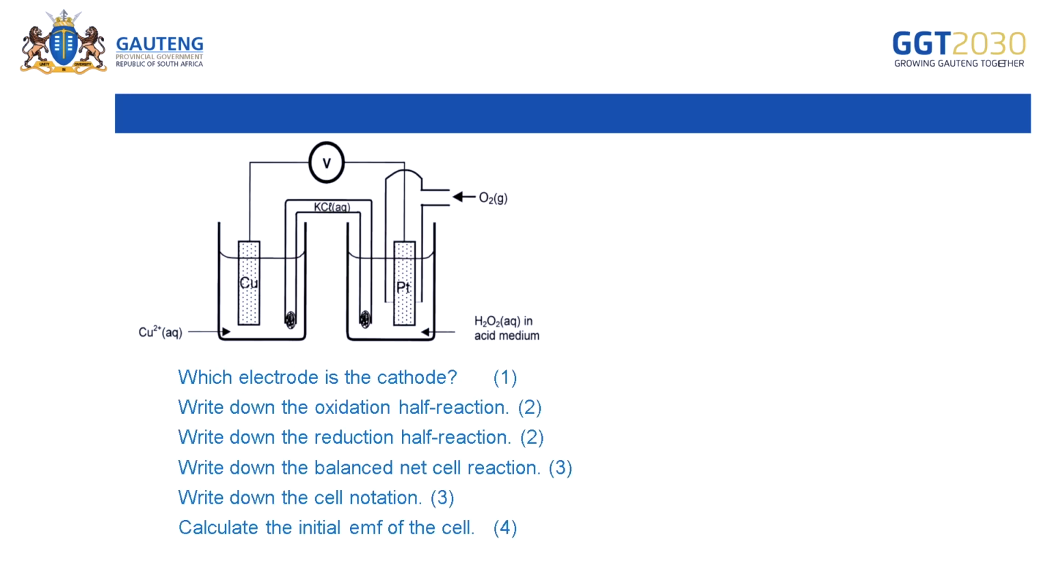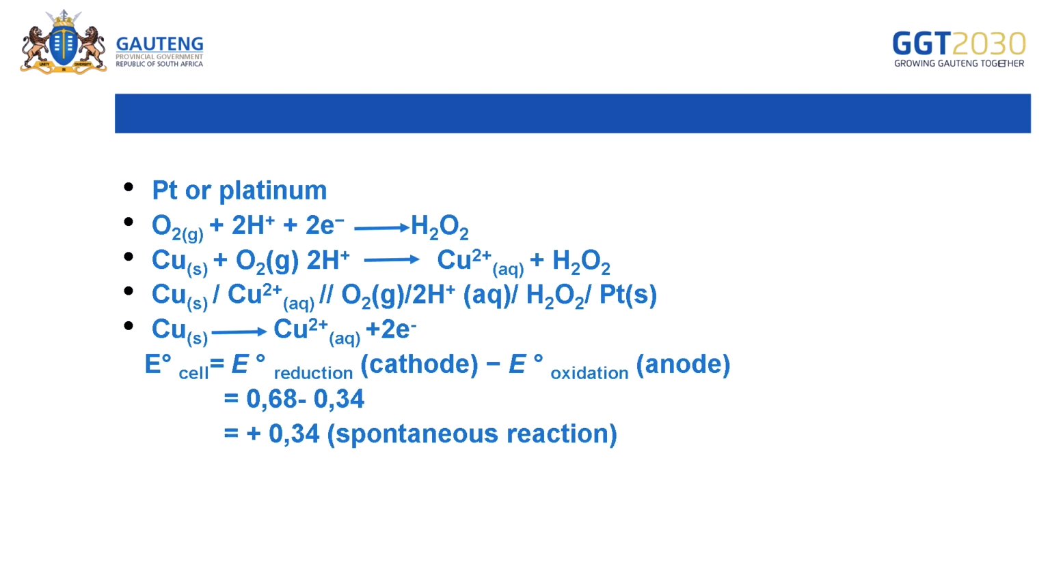That was the cell notation that was expected there. And lastly is calculate the E theta cell, which is the EMF. So the formula is still the same. Reduction minus oxidation. So we are going to say 0.68 for the cathode minus 0.34 for the anode. The answer was 0.34, which is still indicating that it is a spontaneous reaction.